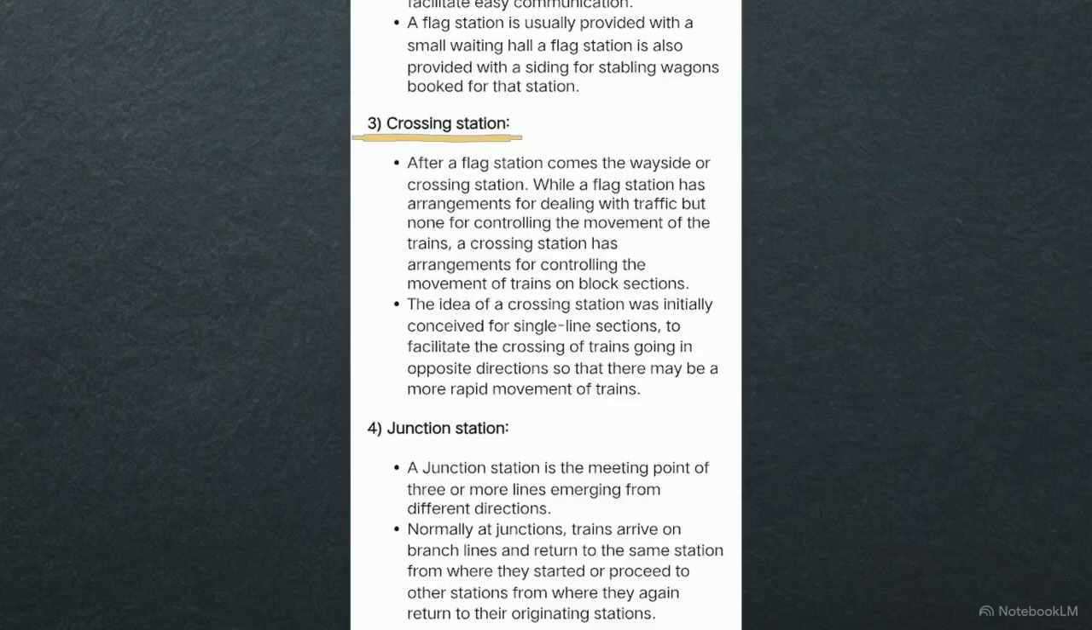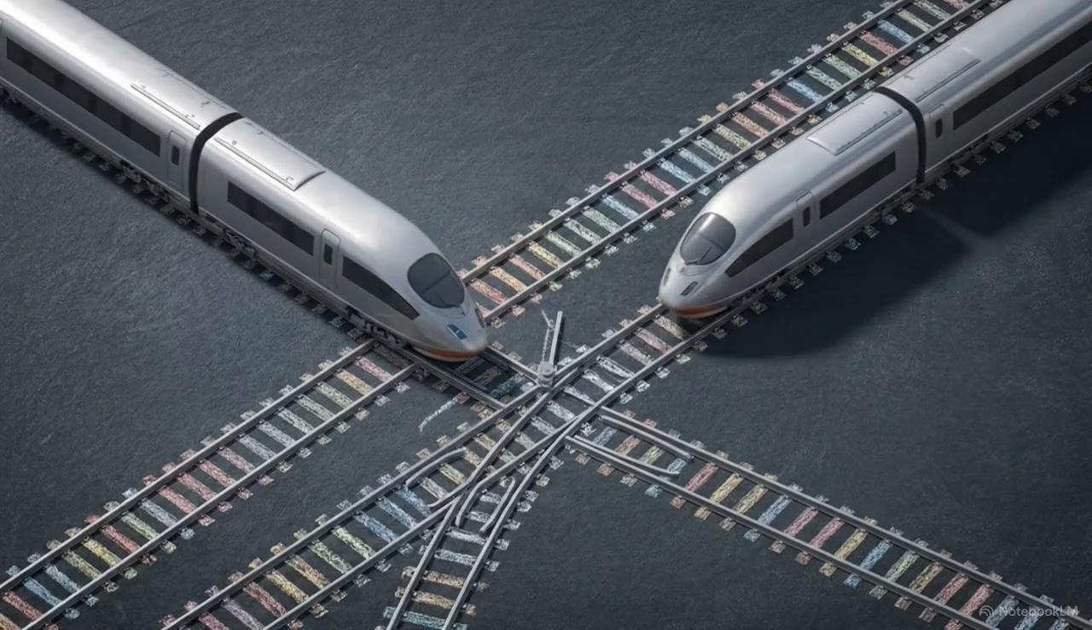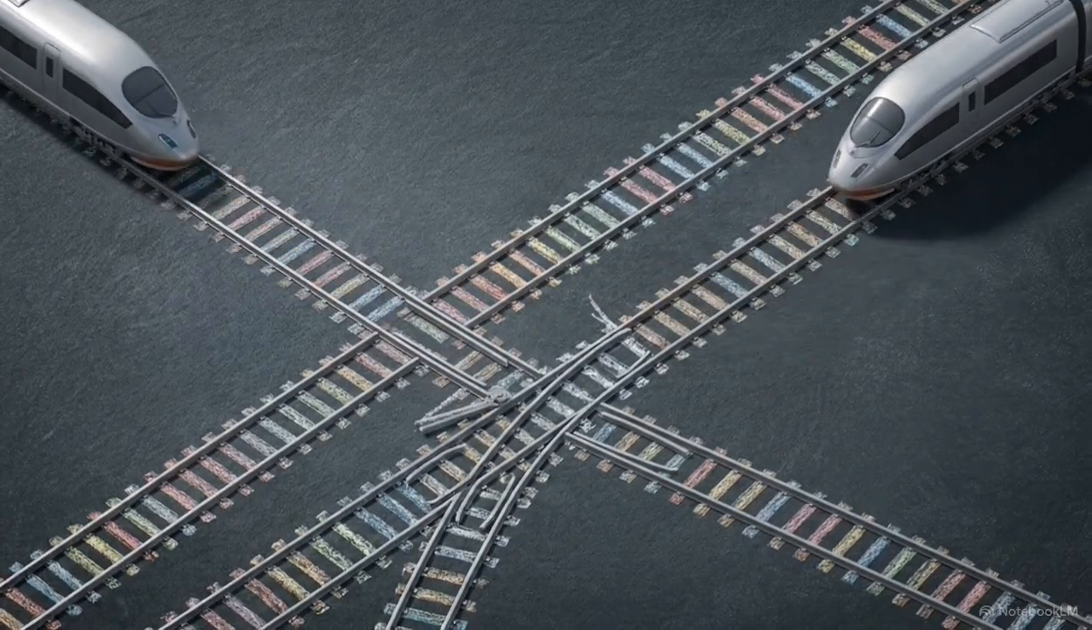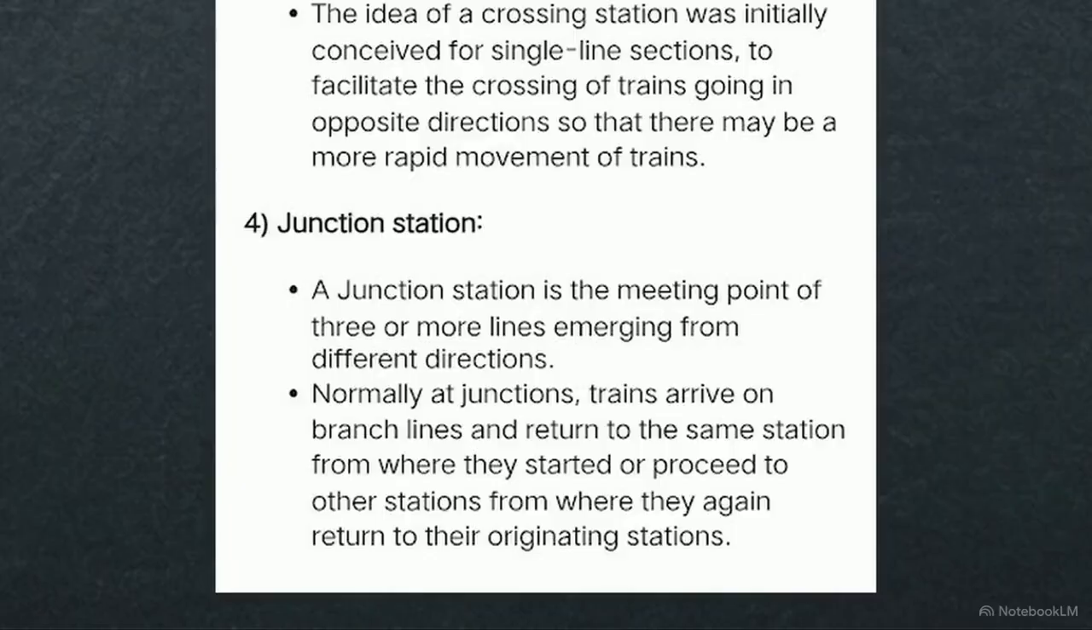Next is the crossing station. Unlike a flag station, which only handles local traffic, a crossing station introduces the physical arrangements necessary for controlling the actual movement of trains along the line. Specifically, it provides the track mechanics to facilitate the safe crossing of trains moving in opposite directions on a single line section.